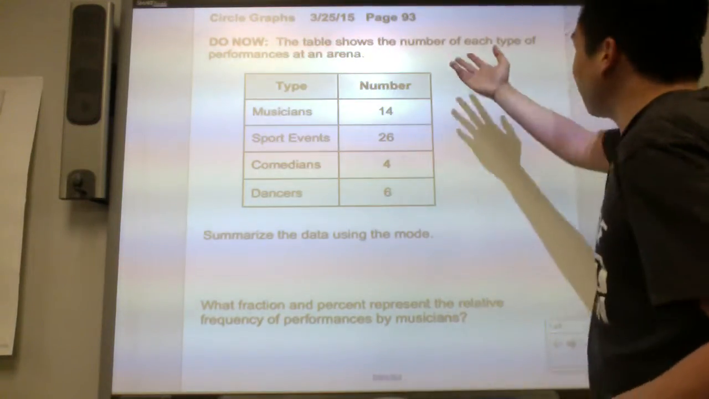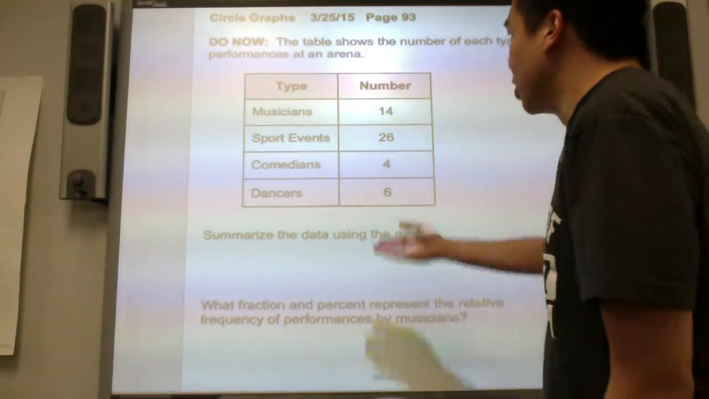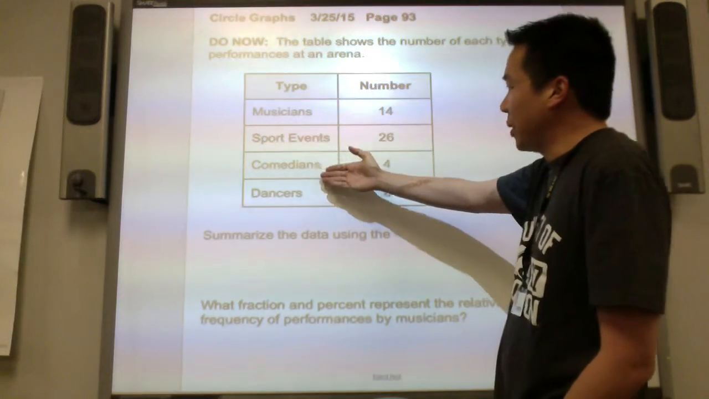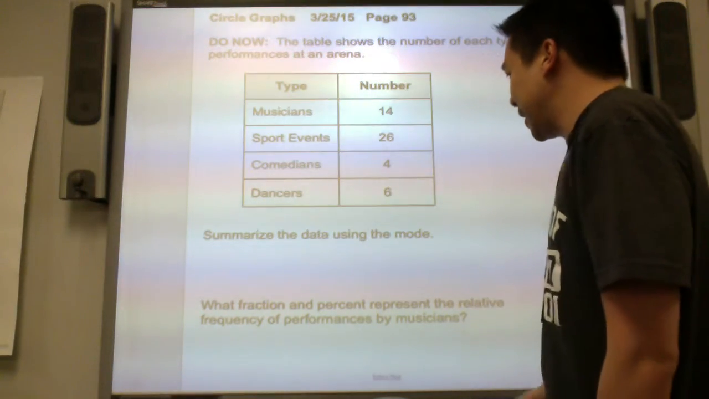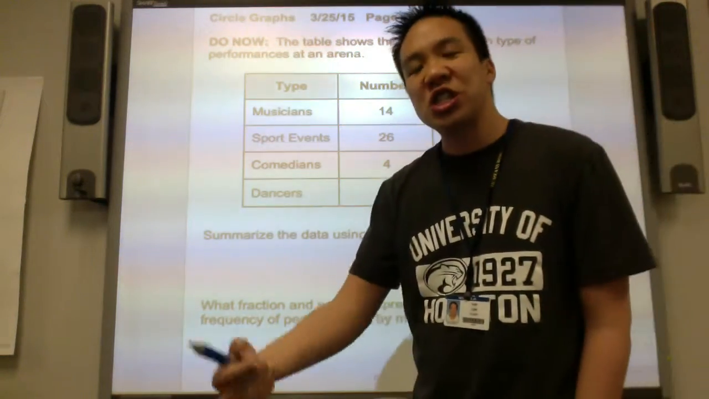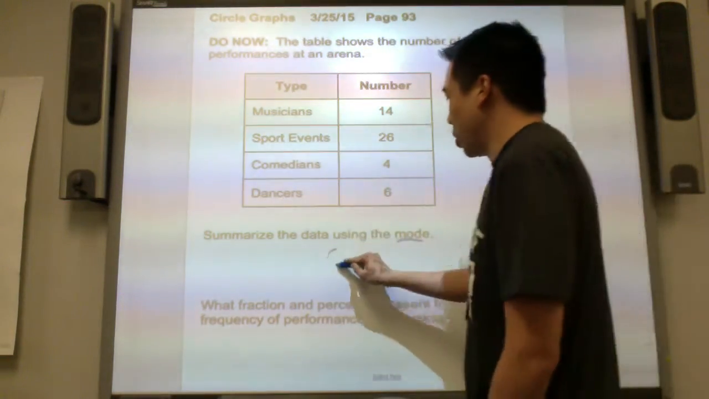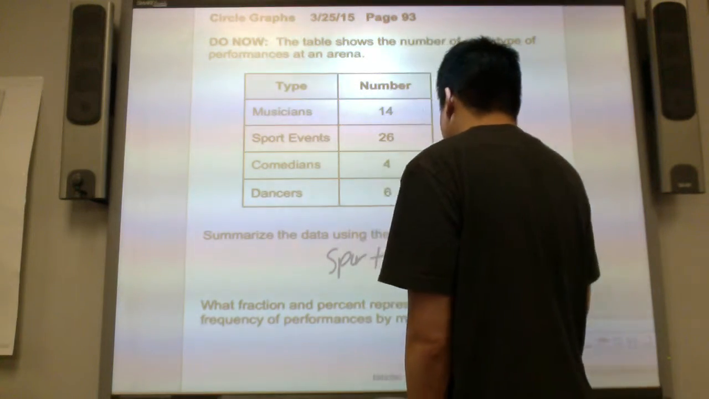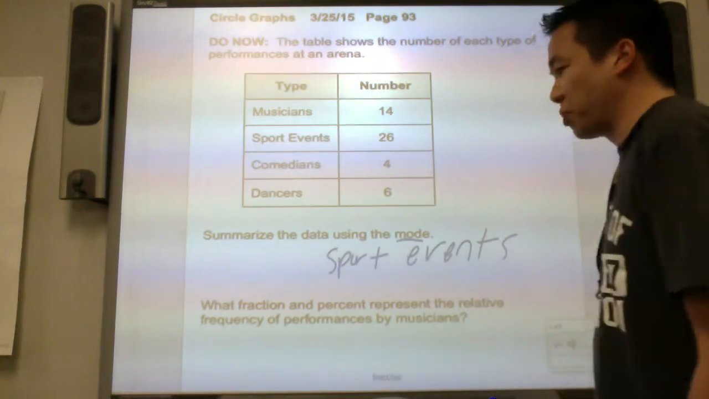The table shows the number of each type of performance at an arena. So you have musicians, sport events, comedians, dancers. Summarize the data using the mode. What does mode mean? Mode is the most responses. Sport events had the most responses.